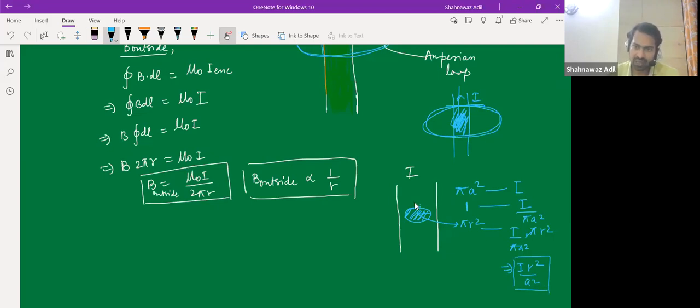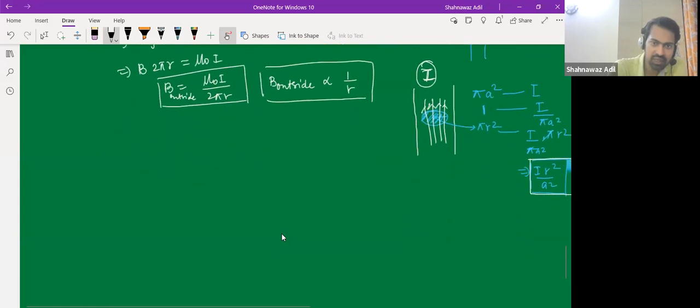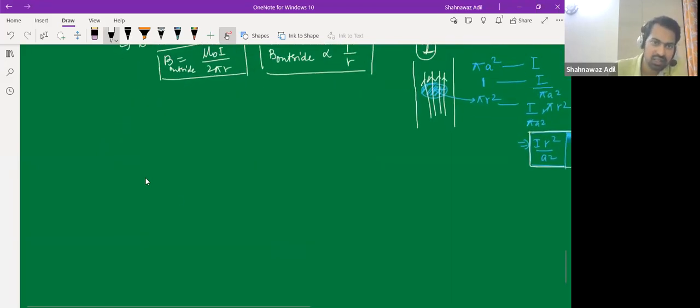So if I am calculating the current passing through this area, this would not be I. It would be less, which is this one. Understood? Clear? Aisha, Mariam, and Saad, is this clear? Yes. Okay, so now we can calculate the magnetic field which is inside.